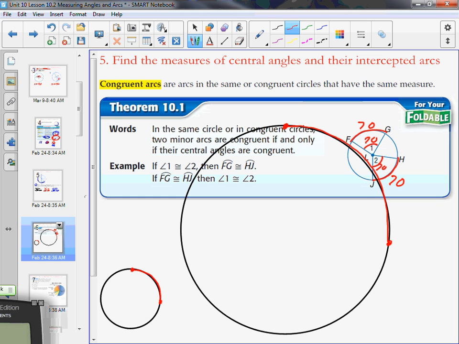Now, that gets us to the idea of arc length that we're going to talk about in a minute. Sometimes it makes more sense to talk about the length of an arc than it does its degree measure. You with me? All right.